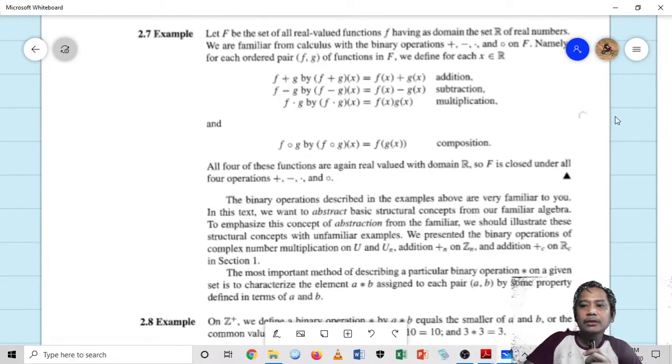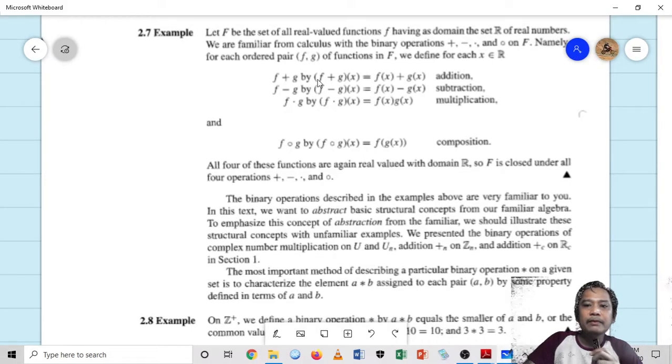Also, if we would go back to our advanced algebra, it could be proven that addition, subtraction, multiplication, and composition of functions are all binary operations in the set of real valued functions. Why? Because the sum of functions is still a function. The difference of two functions is still a function. The product of two functions would still be a function. The composition of two functions would again be a function.